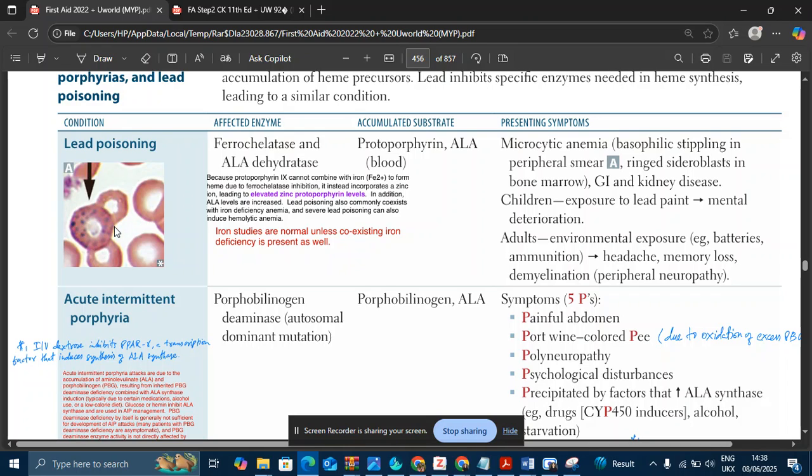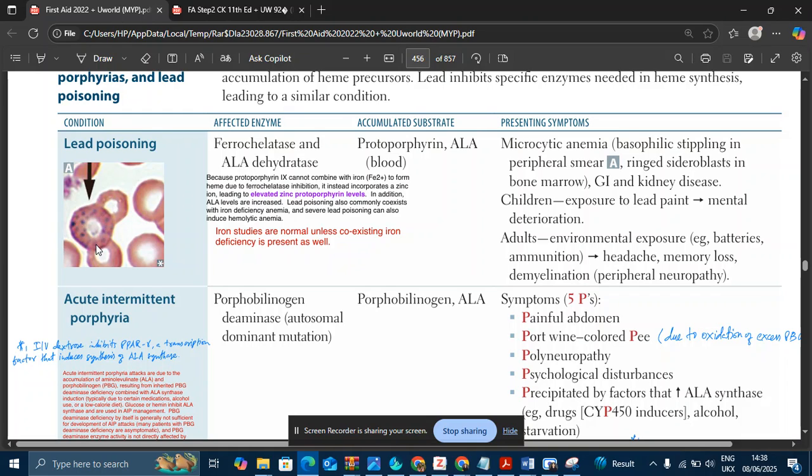And why are we seeing basophilic stippling in lead poisoning? Because it is a very high yield finding in lead poisoning. These purple dots are basophilic stippling. Now the question arises: why do we see basophilic stippling in lead poisoning?